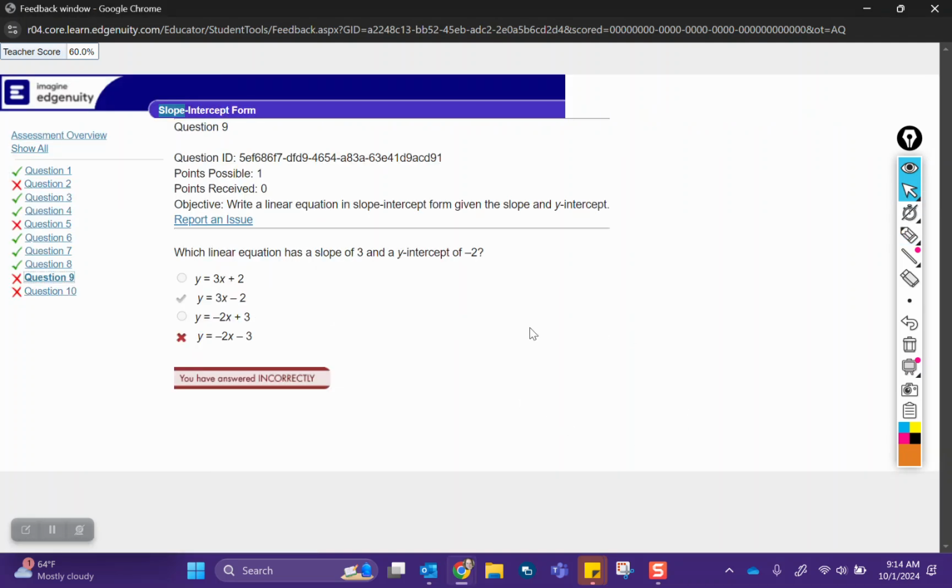Question 9 says, which linear equation has a slope of 3 and a y-intercept of 2? This is pretty basic in terms of the slope-intercept form of an equation. Again, this is the y-intercept. This is the kind of stuff you should have in your math notebook that's helping you while you take these quizzes. So it has a slope of 3. That means that the 3 is going to be in front of the x. So it's not this one and it's not this one.